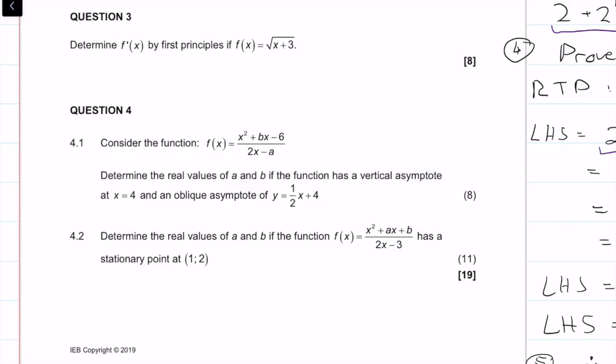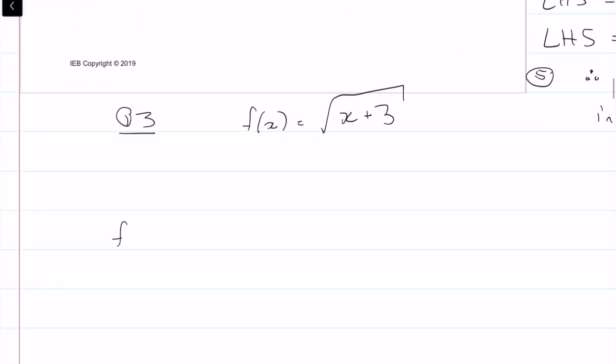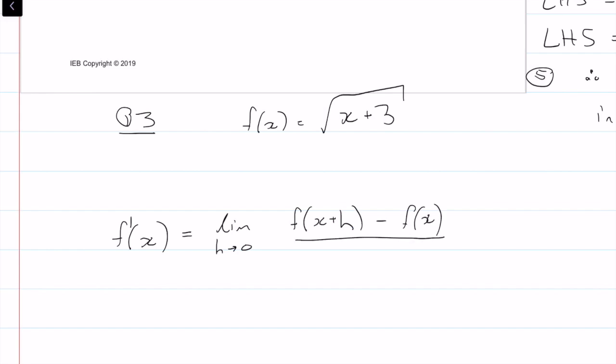So it says determine the derivative by first principles if f of x is equal to the square root of x plus 3. So let's do this right here. So we have question 3 where f of x is equal to the square root of x plus 3, and we want to find the derivative. So if we look at our formula sheet, we can say that the derivative f dash of x is equal to the limit as h tends to 0 of f of x plus h minus f of x over h.